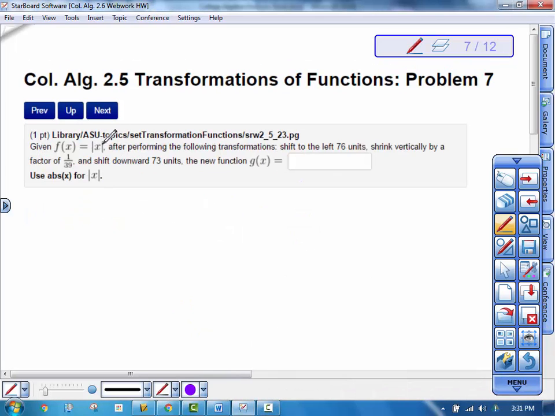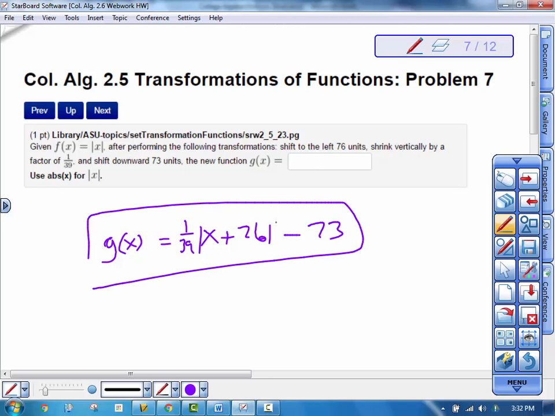The next problem wants us to take this parent function, f of x. We're going to call the new one g of x though. And what we're going to do to it is we're going to shift it to the left, so that'd be x plus 76. And then we're going to shrink it vertically. Shrinking it vertically is dividing y by 1 over 39. I'm going to multiply that by both sides. And then the last thing we're going to do is shift it downward, so move this down to 73. So there's our new function.